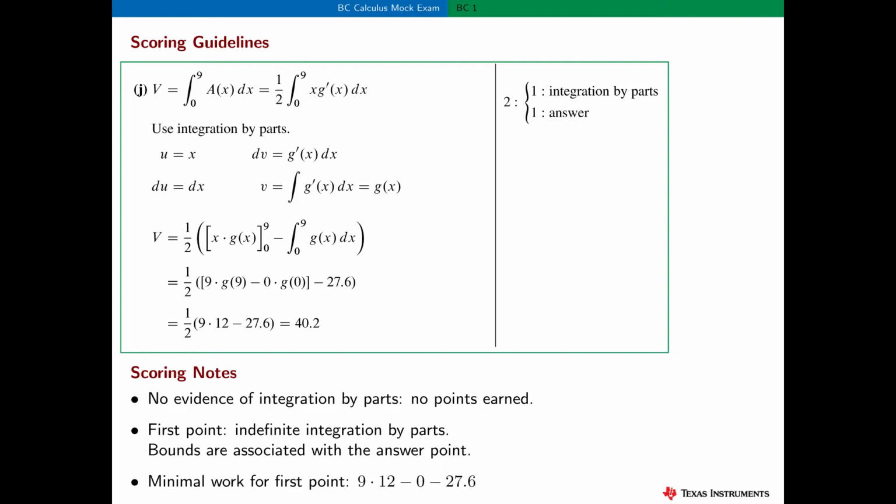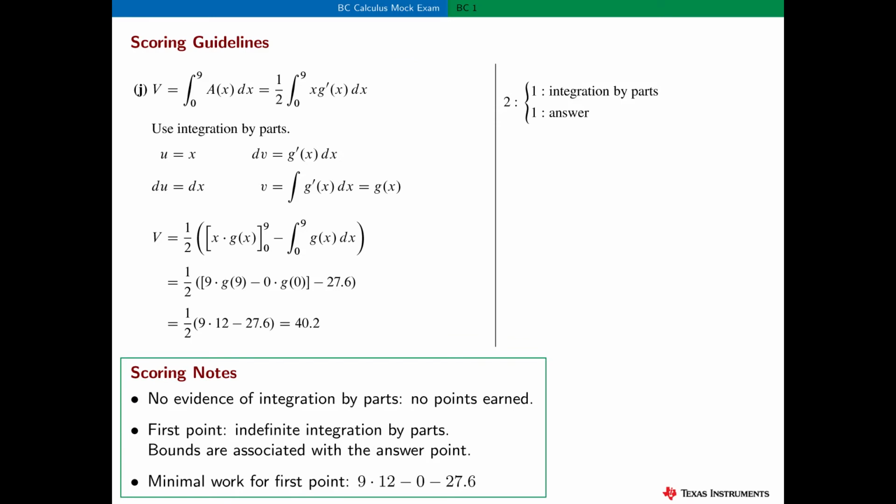Here are the scoring guidelines for this problem. Part J is worth 2 points. 1 point for correctly applying integration by parts, and 1 point for the final answer. And here are some interpretations of these guidelines to help understand how points are earned.